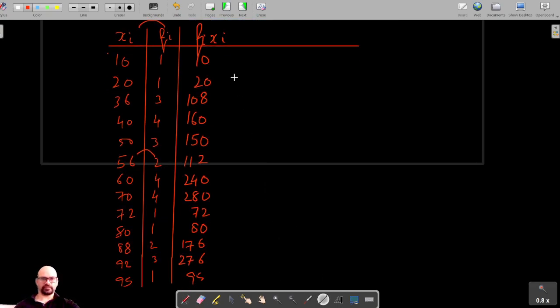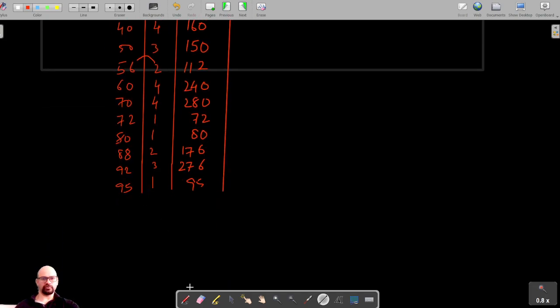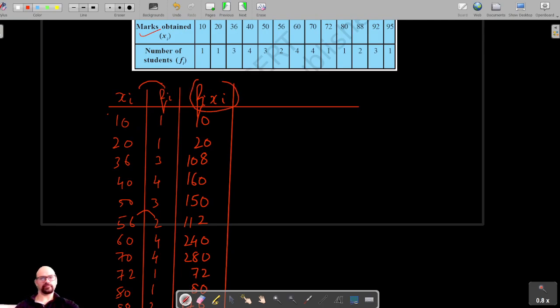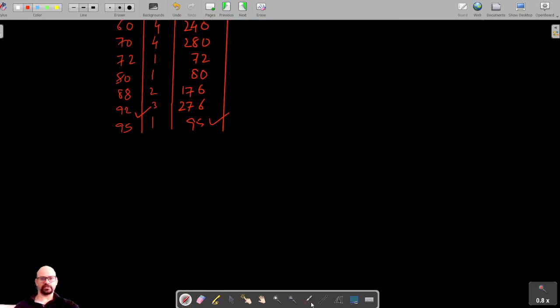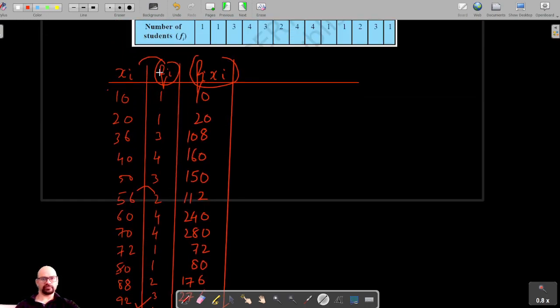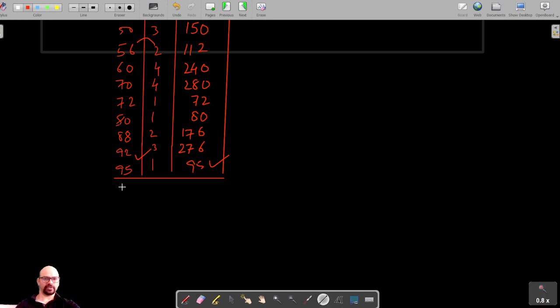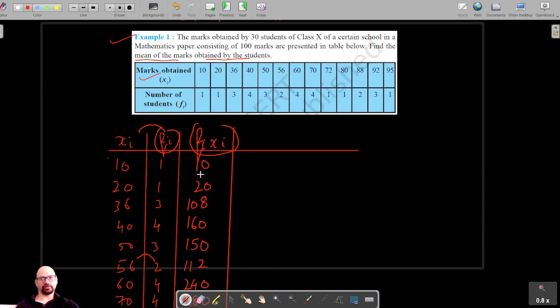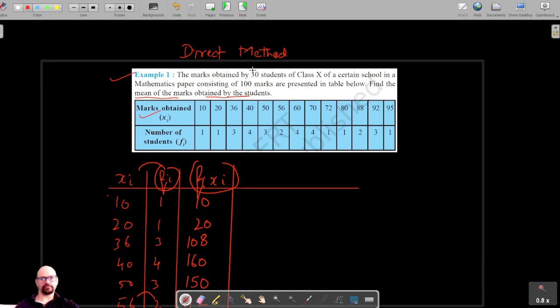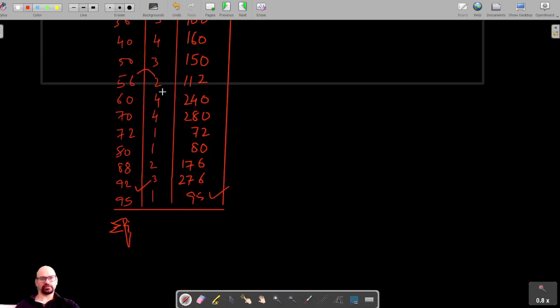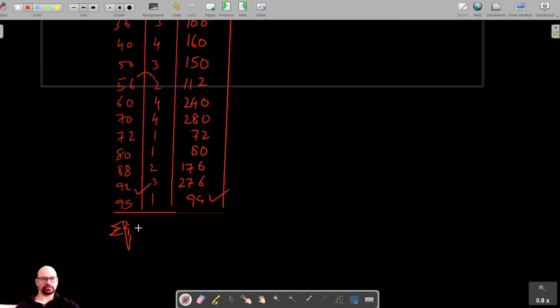Now we have to find the summation of these two columns, that is sigma fi and sigma fi into xi. So we have to get the total sum of these. The summation of the frequency column we will denote by sigma fi, and it's already given that there are a total of 30 students. So this should be a total of 30.